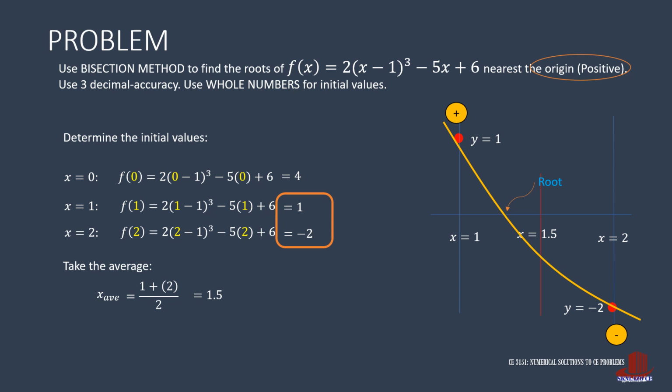Use this result in the function to know the y-coordinate of the curve at the midpoint. The function then is 2(1.5 - 1)^3 less 5 times 1.5 plus 6, and this yields negative 1.25. By negative, it means that the negative limit is replaced by 1.5. So the right half is disregarded.